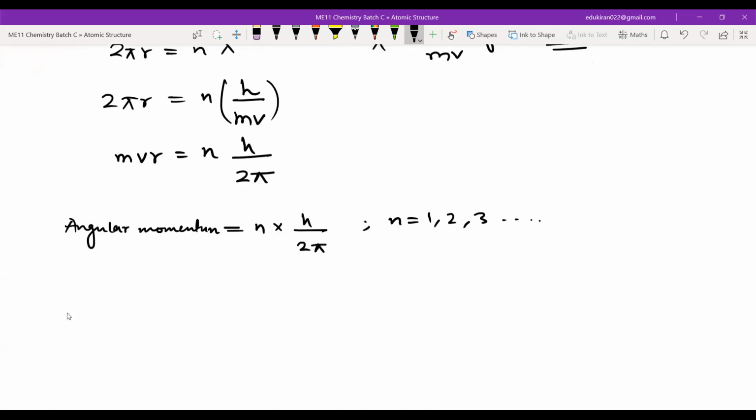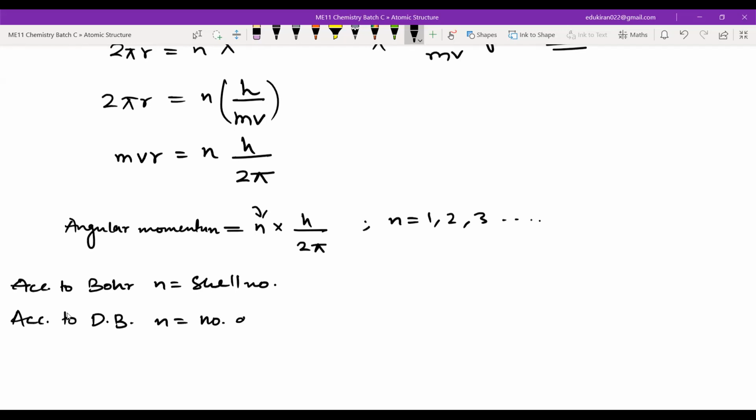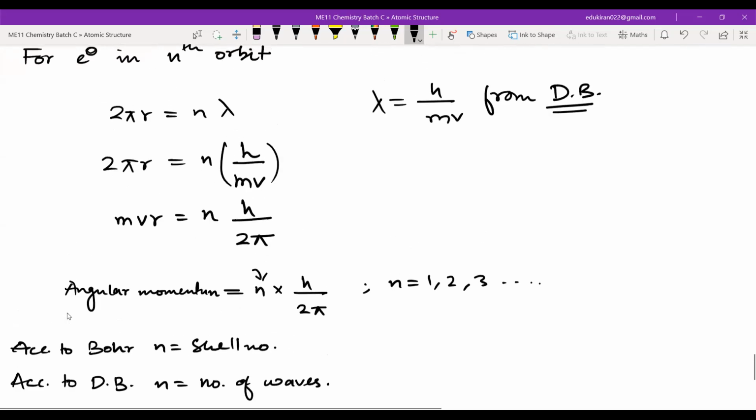Now, according to Bohr and according to De-Broglie, this n meant a different thing. According to Bohr, n is equal to the shell number. But according to De-Broglie, n is equal to the number of waves. So you can write from here, for an electron in the nth orbit, 2 pi r is equal to n lambda.